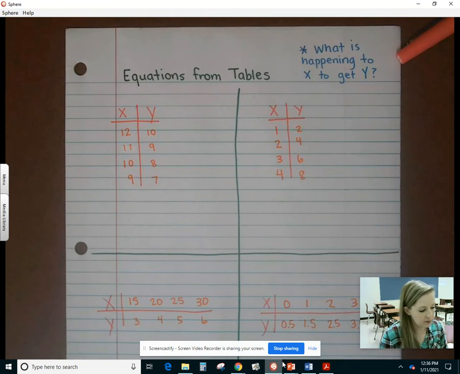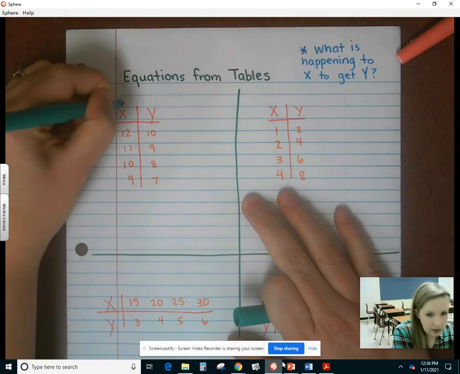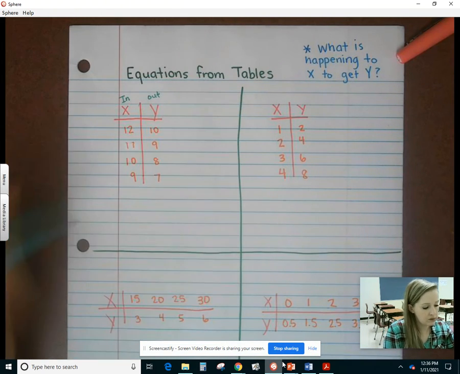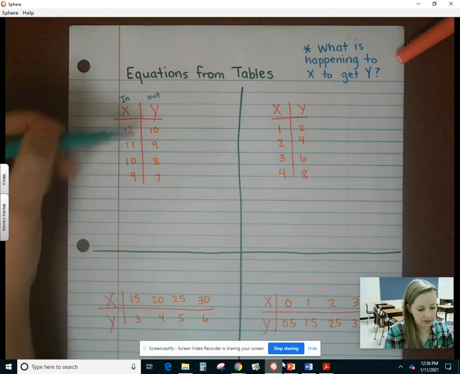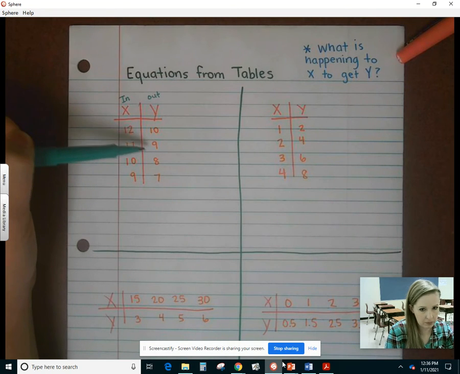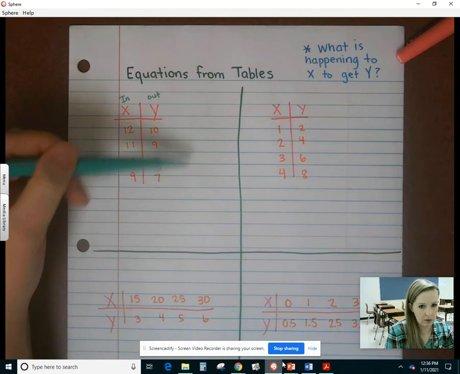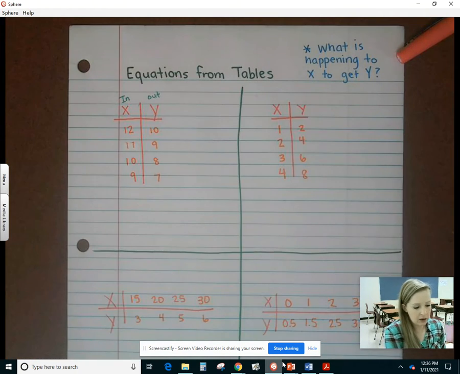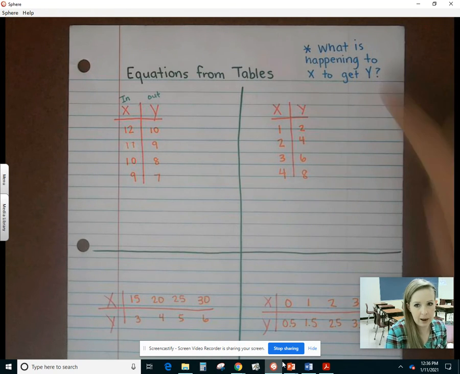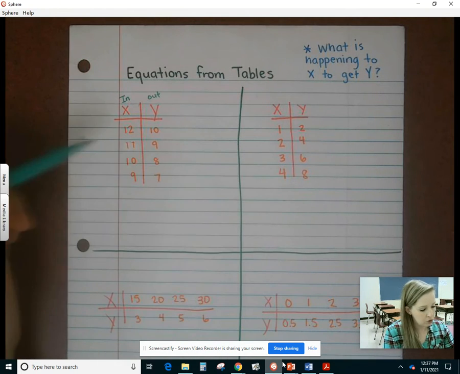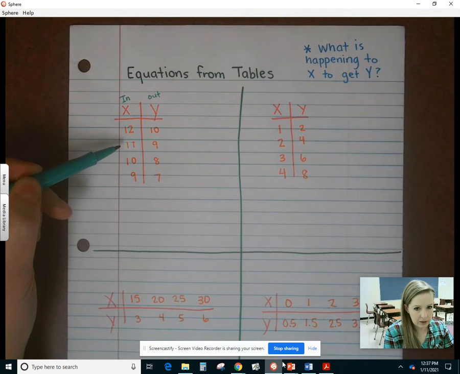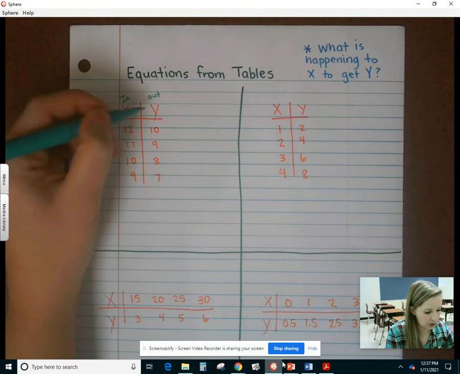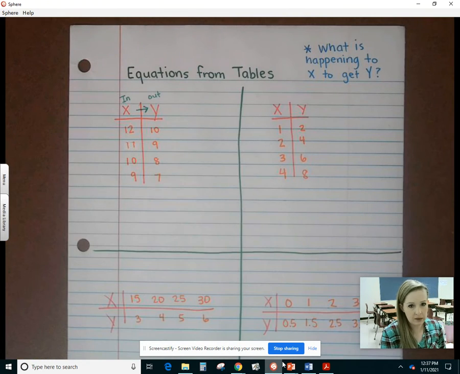So your x is your input, your y is your output. So something is happening to the x. You could think of it being right here in the middle. Something is happening, and out comes this y. So this is an input-output situation, and we have to ask ourselves, what is happening to x to get y? So you're not looking at what's happening from here to here to here. You're not looking at what's happening here to here to here. You are looking from x to y.